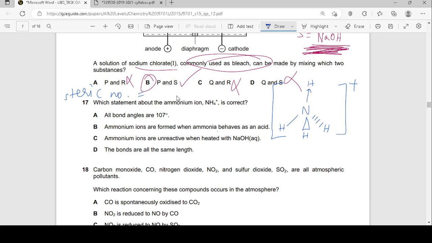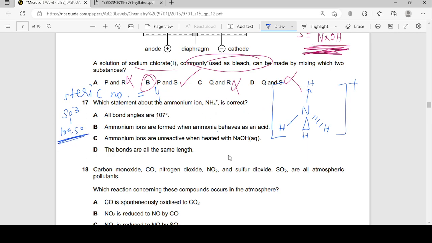Because the lone pair is donated to the H+. So the steric number is 4, and there are no pi bonds. So with a steric number of 4, the hybridization will be sp3, right? So 1s plus 3p, you get sp3, because that gives you 4 in total steric number. So sp3 hybridization means what is the bond angle? It's 109.5 degrees, and since there's no lone pair, it remains 109.5 degrees.